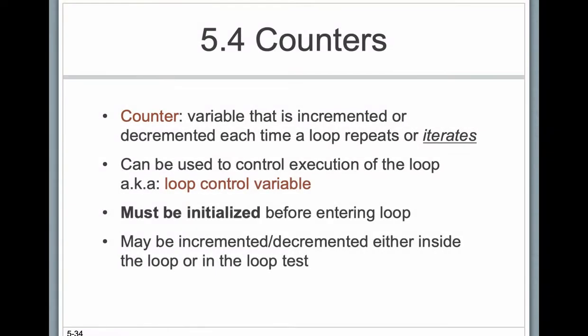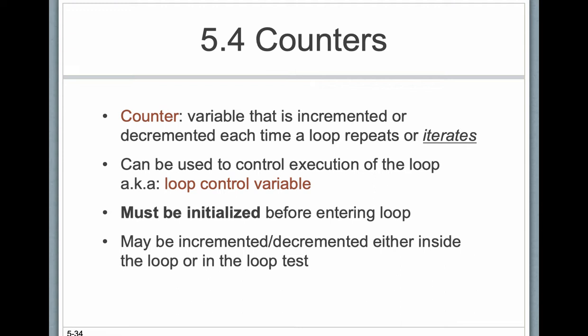So today we're going to continue with chapter 5. We're going to backtrack a little bit and discuss the idea of counters. Counters, as we discussed in class prior, are variables that are incremented or decremented each time the loop repeats or iterates. The counter itself can be used to control the execution of a loop.